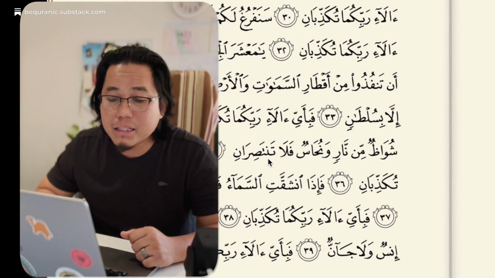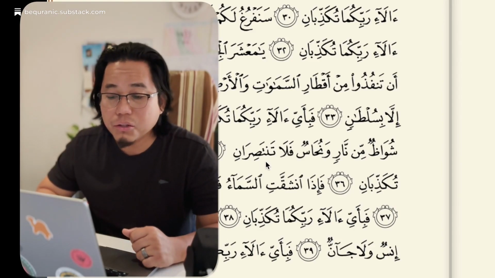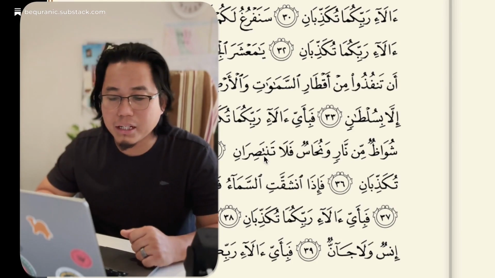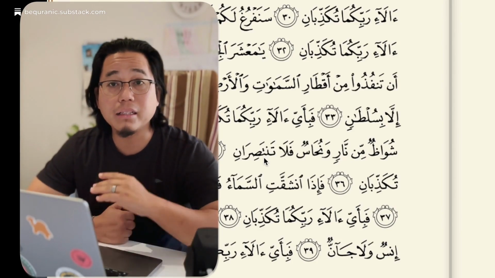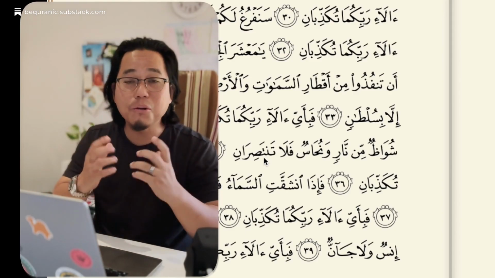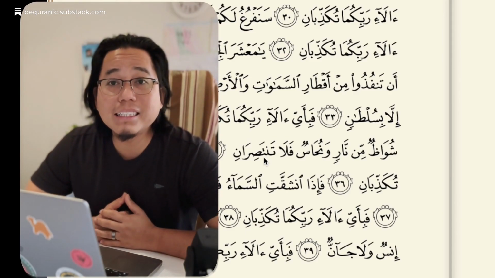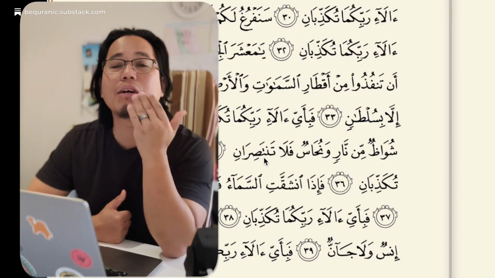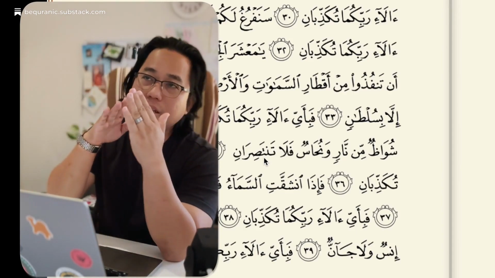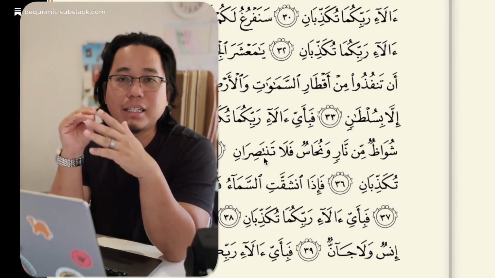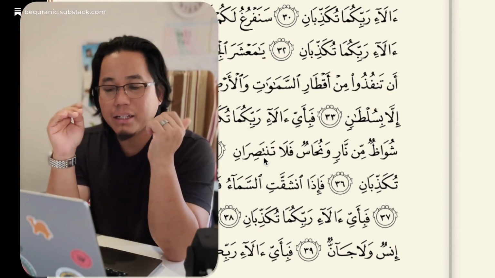Alright, let's look at the next example here. Fala tasiran. Nun sakin, nothing on top of it. That means it is a merging nun sakin meeting a ta after it. And ta is not yarmalun, not ya, ra, mim, lam, waw, or nun. How do you pronounce it? At. Ta is at. That's where you place your tongue, touching the base of your central incisors. At.